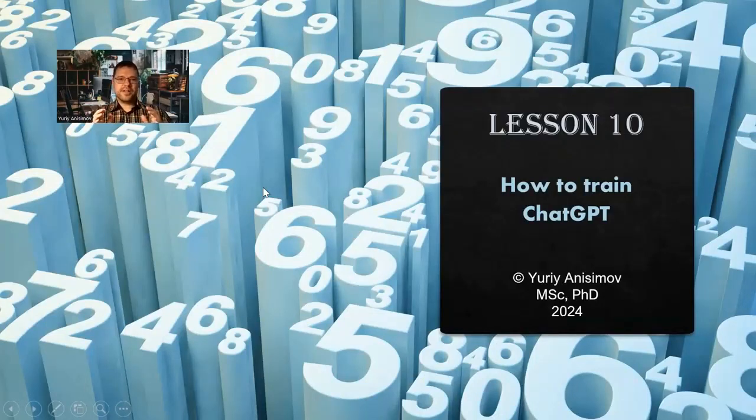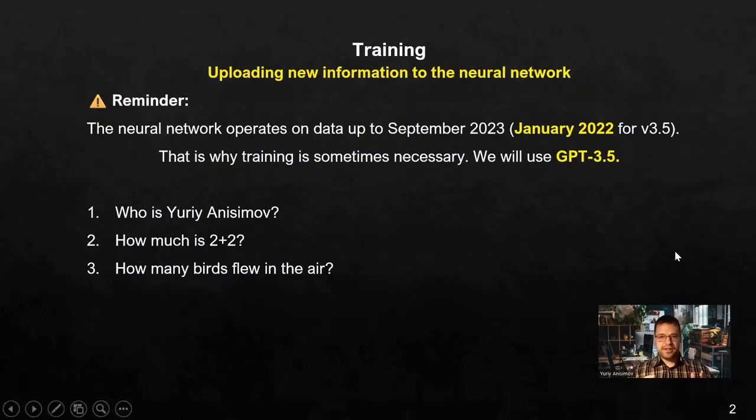All right, let me show you another amazing feature of ChatGPT. As a neural network, ChatGPT can be trained. So today we are going to talk about how to train ChatGPT. So what is actually training? Training is uploading new information to the neural network. You give the new information, you train the neural network. So that's the way we are going to do that with ChatGPT.